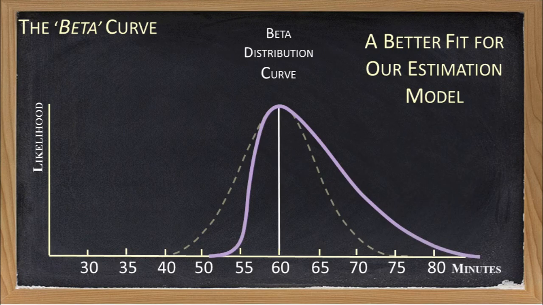If we shift the normal curve to the left to reflect the fact that we are more likely to underestimate a task duration than we are to overestimate it, then the beta curve emerges from the normal curve. This beta curve is a much better model for us. Let's look at why this is.